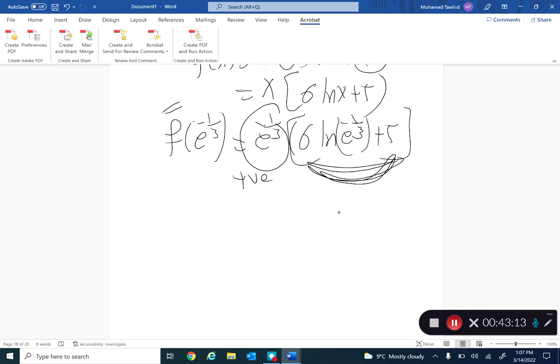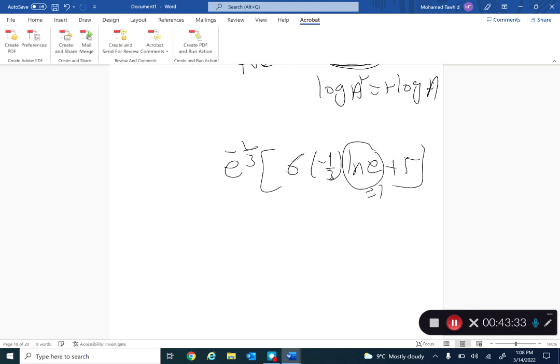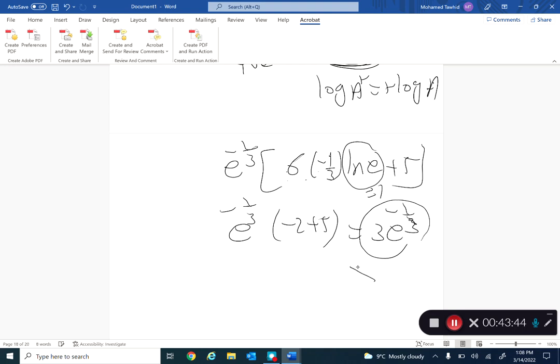If you have log of a to the power r like this, it will be r log a. So here -1/3. So what do you have? e to the power -1/3, open bracket, 6 times -1/3 ln e plus 5. This ln e here is 1. 6 multiplied by -1/3, you get -2. -2 plus 5, and here e to the power -1/3. So what do you get? You get 3 e to the power -1/3. So it's very clear this one is positive.